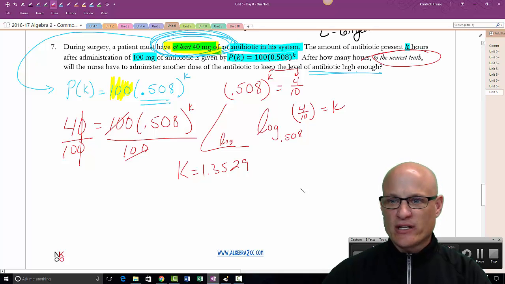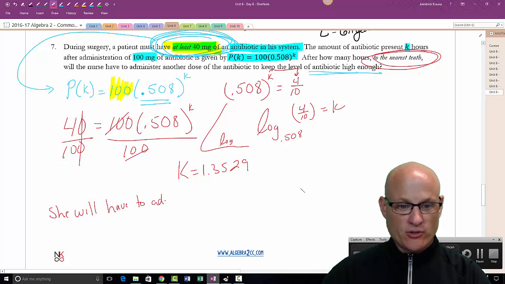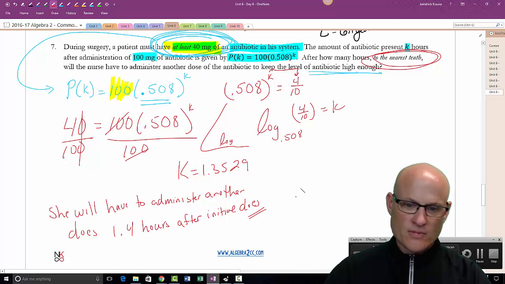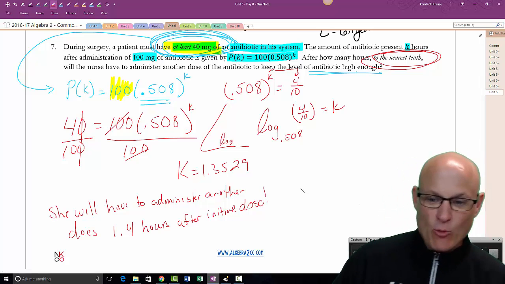What does the question say? After how many hours, to the nearest tenth, will the nurse have to administer another dose? So she will have to administer another dose 1.4 hours after the initial dose. That just wrote dose, D-O-S-E. 1.4 hours. All right.